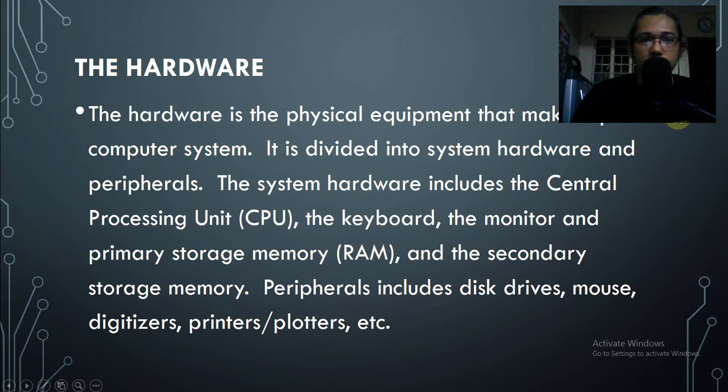Hardware is the physical equipment that makes up the computer system. It is divided into system hardware and peripherals. The system hardware includes the central processing unit, also known as the CPU, the keyboard, the monitor, the primary storage memory, also known as RAM, and the secondary storage memory. Peripherals include disk drives, mouse, digitizers, printers, plotters, etc.